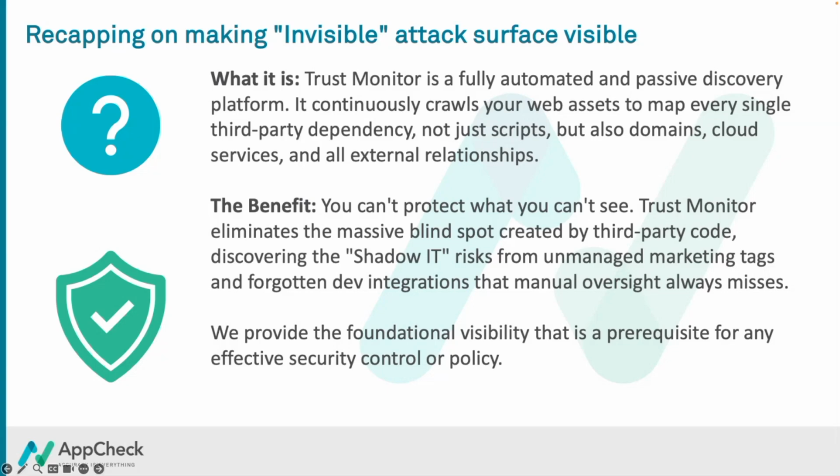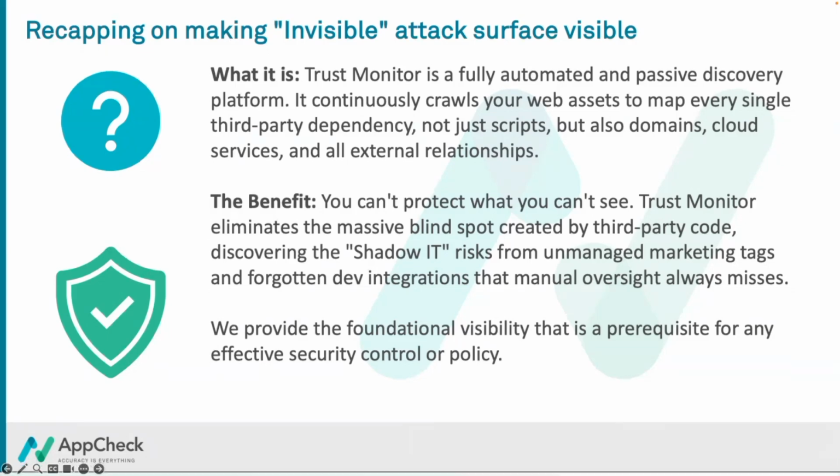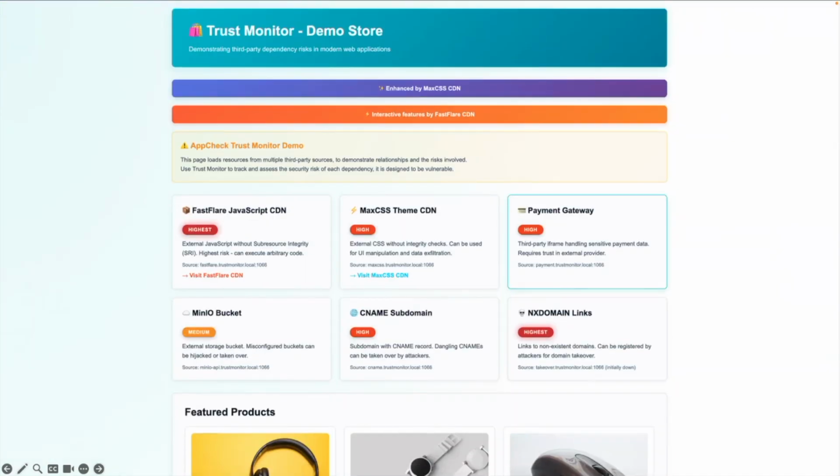Trust Monitor eliminates this massive blind spot created by third-party code, discovering shadow IT risks from unmanaged marketing tags to forgotten dev integrations that manual oversight often misses. This is foundational visibility that's a prerequisite to any effective security or control policy. And just going back to our example here, what we're seeking is a single source of truth of how external third parties in your applications make up a part of your attack surface and the risks you're exposed to.